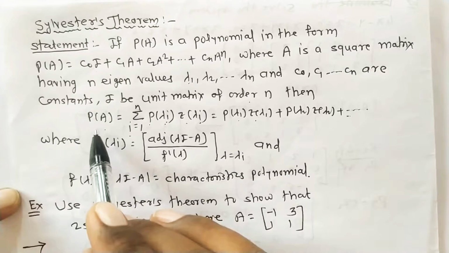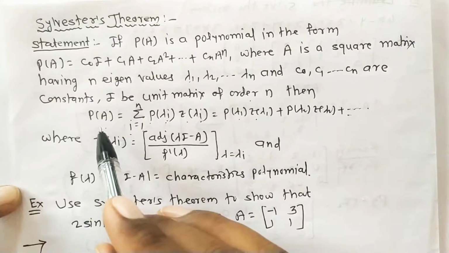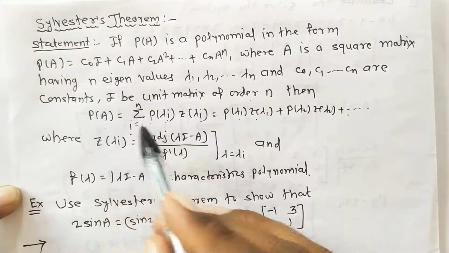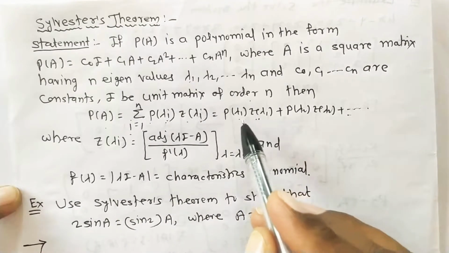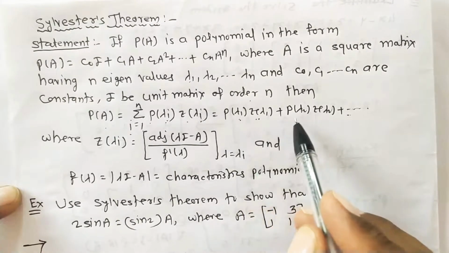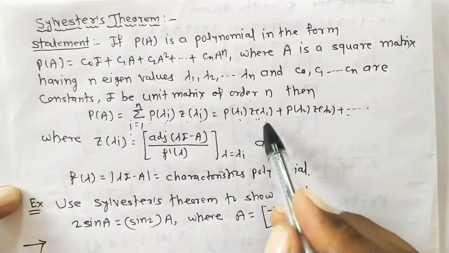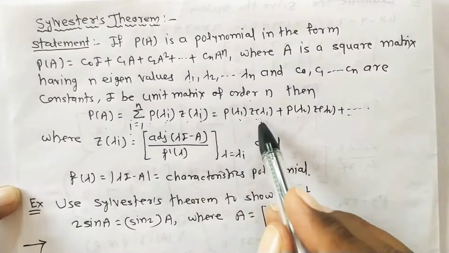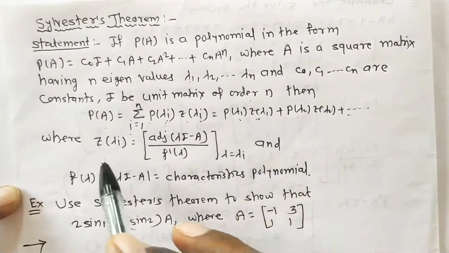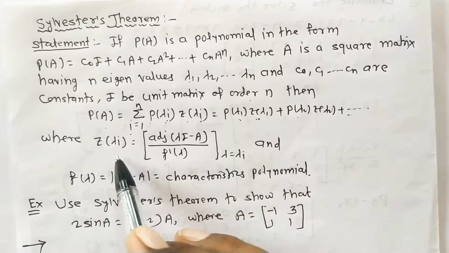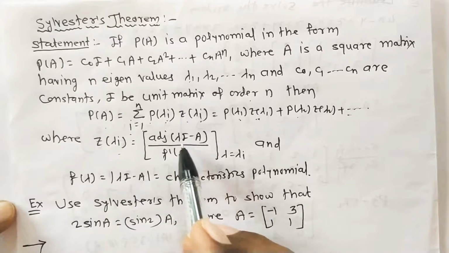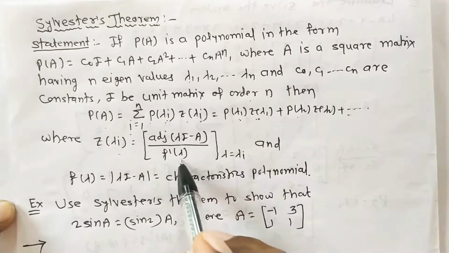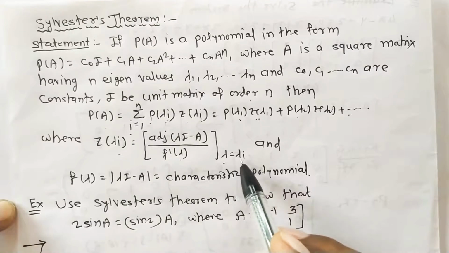So for the value of polynomial P of A, what we want is the value of P of lambda 1 Z of lambda 1. Means, what is this lambda 1? Lambda 1 is first eigenvalue, lambda 2 is second eigenvalue. Now how we find this Z of lambda 1, Z of lambda 2? So for that we have to use this Z of lambda i is equal to adjoint of lambda I minus A upon f dash of lambda, where lambda is equal to lambda i.